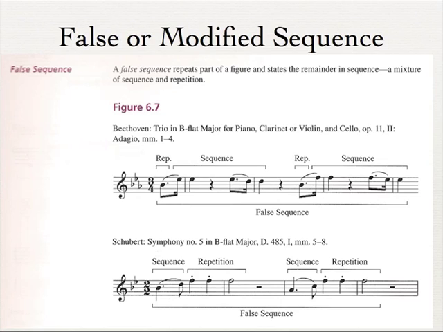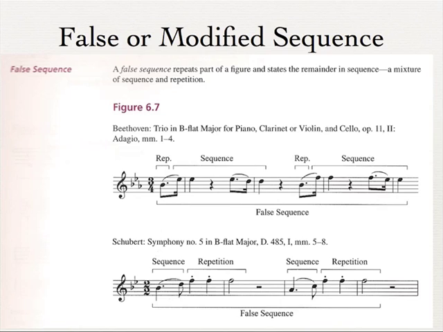A false sequence or a modified sequence, part of it is sequenced and part of it is not. So in this case, the 6.7, the Beethoven trio, the first note, B flat, is the same both in the original and in the sequence. In the original, the B flat goes up to an E flat, and in the sequence, or the false sequence, it starts on the B flat like a straight repetition and goes up to an F instead. So part of it gets sequenced, the E flat goes up to F, but part of it doesn't.